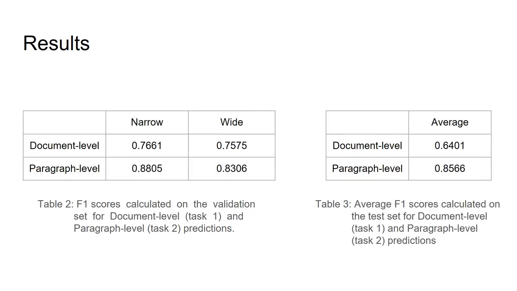We then created custom classifiers for both tasks on the narrow and wide dataset. These classifiers were grid searched and the hyperparameters of those can be found in our paper. On the test set and the validation set, it is clearly observable that there is an inconsistency between the document level performance for both, and I will address this inconsistency in the coming slides.